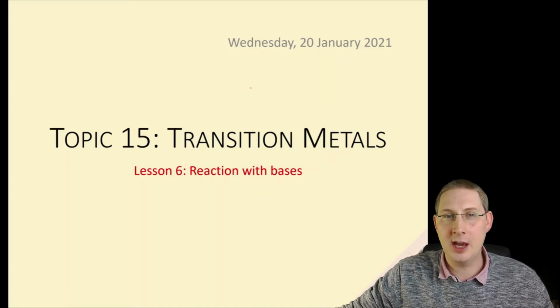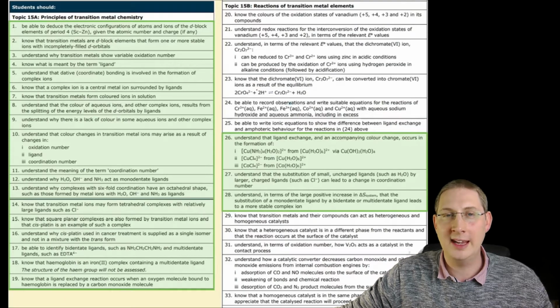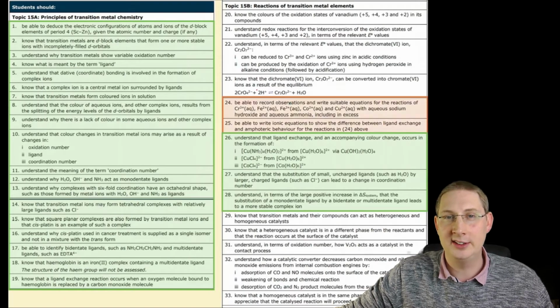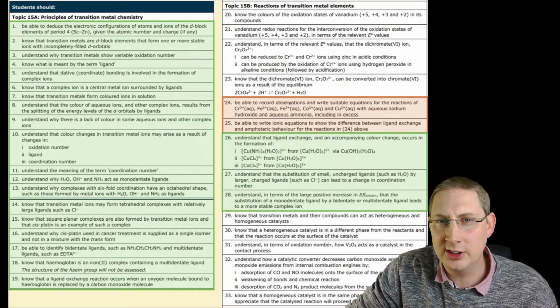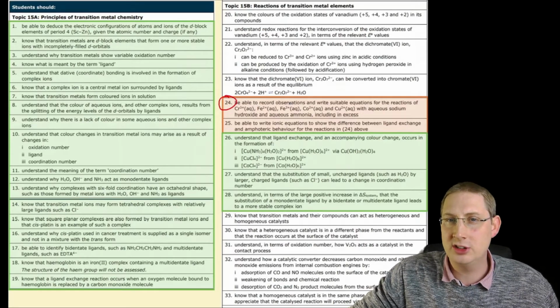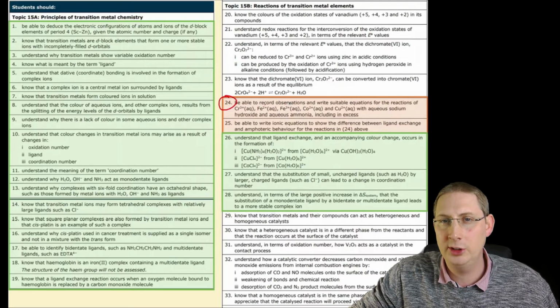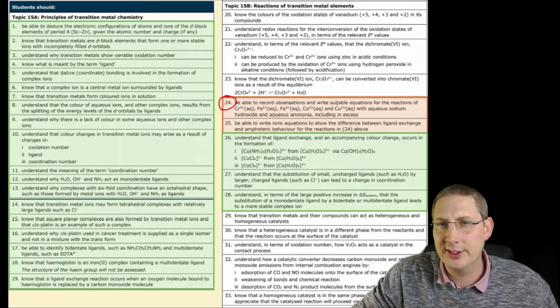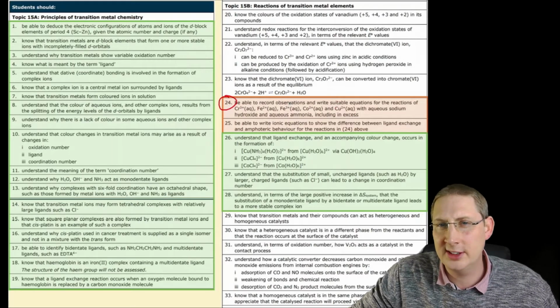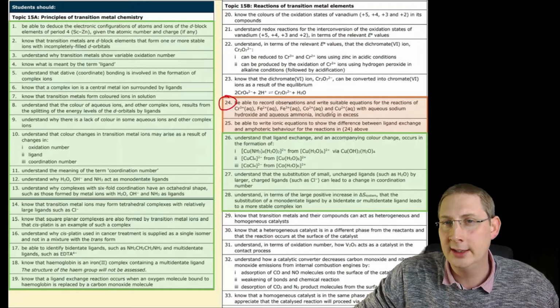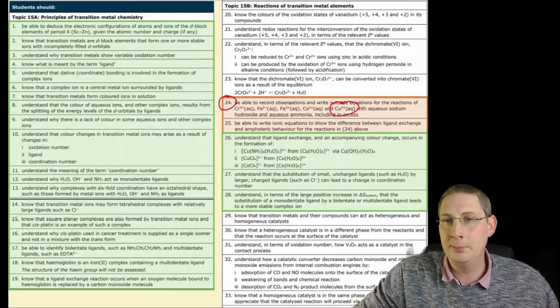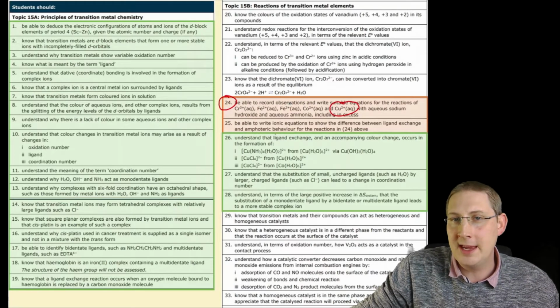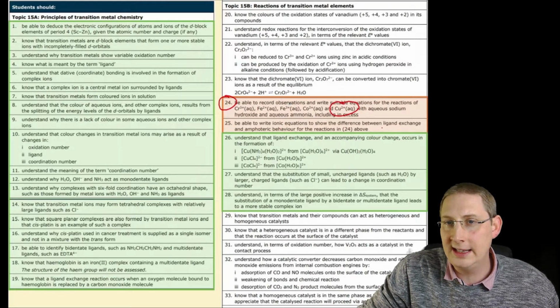So we're going to keep going with the spec points that we were looking at in the first lesson this week, and that is these. Be able to record observations and write suitable equations for the reactions of chromium, iron 2, iron 3, cobalt and copper with aqueous sodium hydroxide and aqueous ammonia, including in excess. And we started to look at those reactions with copper in the first lesson this week. Be able to write ionic equations to show the difference between ligand exchange and amphoteric behaviour.